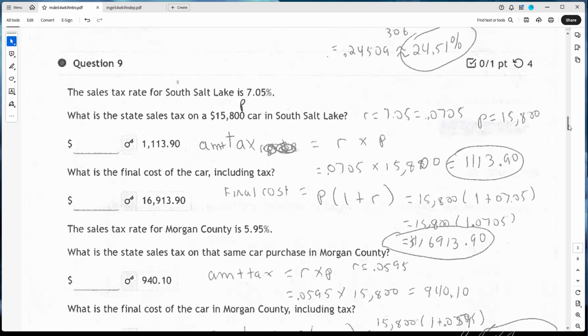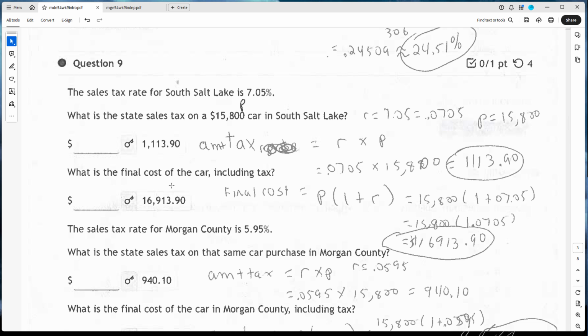Question 9. The sales tax rate for South Lake is 7.05%. What is the amount of tax on a $15,800 car in South Lake? The amount of tax is going to be the rate times the principal. In this case, the rate is 0.0705 and the principal is $15,800. So I multiply these together and I end up with $1,113.90. That is the amount of tax.